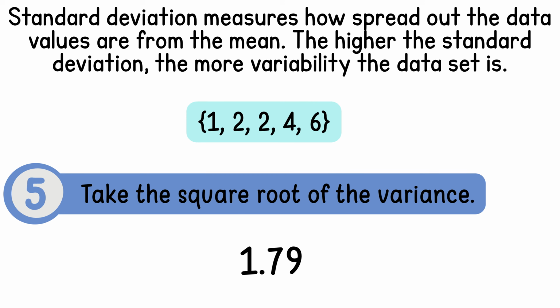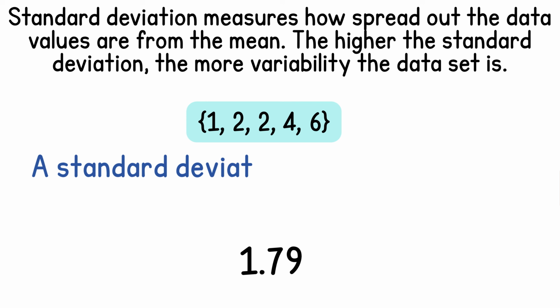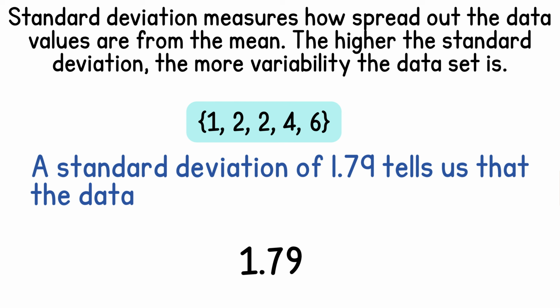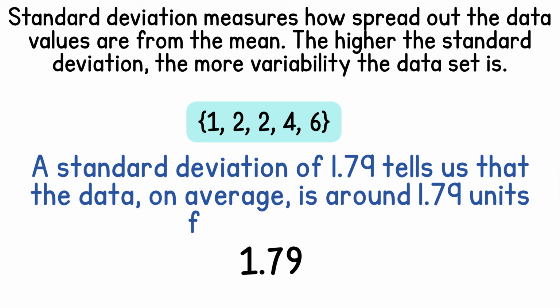So now that we know the standard deviation, it's also important to know what this tells us. A standard deviation of 1.79 tells us that the data, on average, is around 1.79 units from the mean.